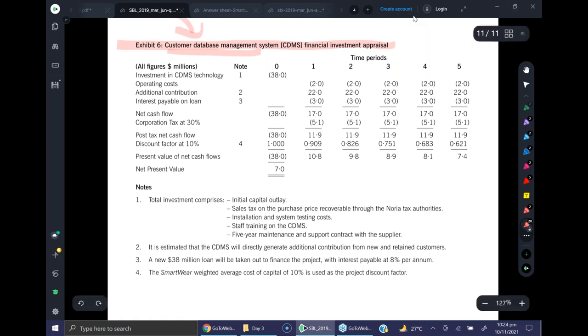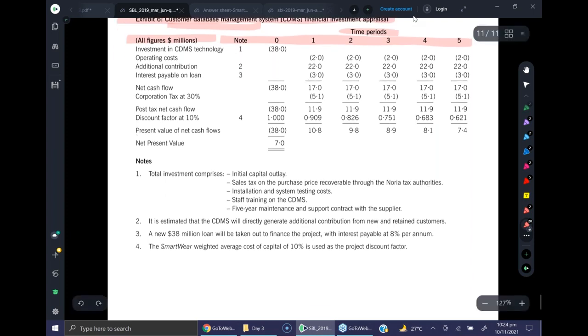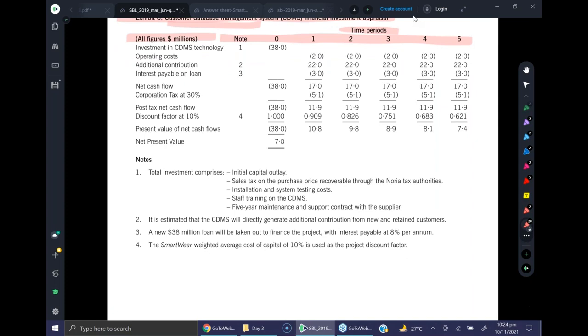Okay, now, the NPV appraisal is given. The time periods are 0, 1, 2, 3, 4, 5 years. All figures are in millions, rounded off to $1 million. So let's do it, guys, quickly. And can you please make your own notes in your own words to better understand this? The first cost given is investment in CDMS technology, and note 1 is relevant. So how much investment? $38 million.